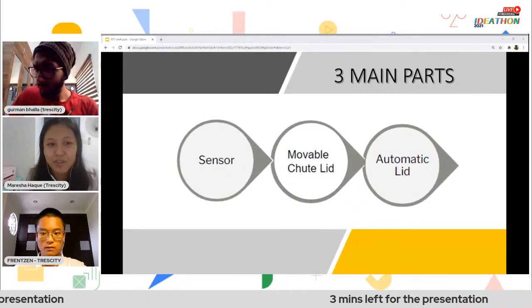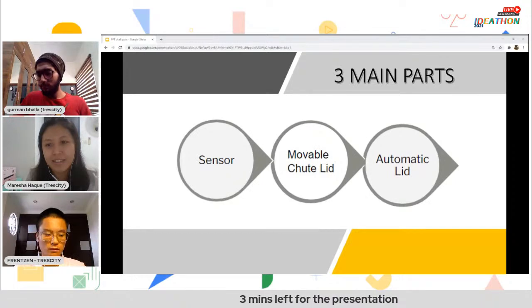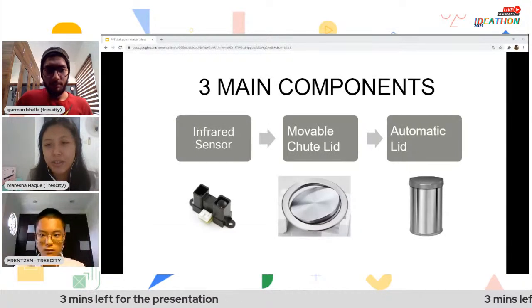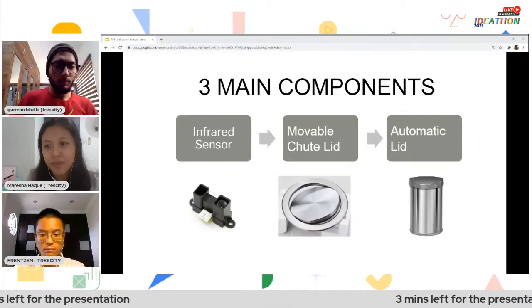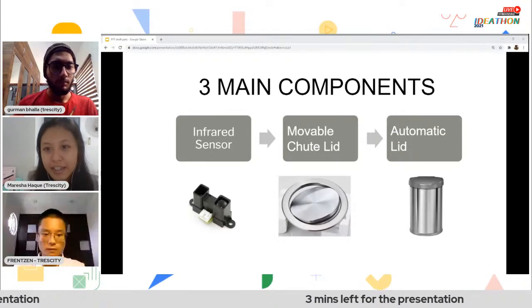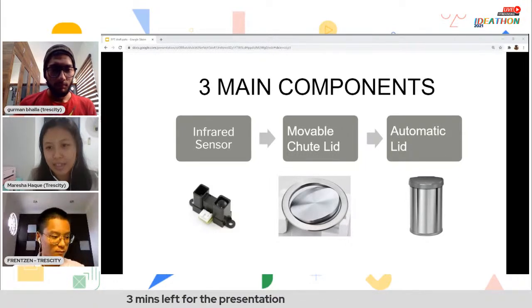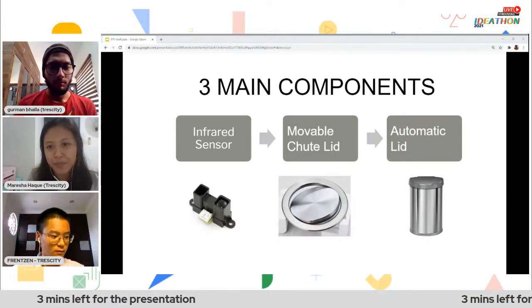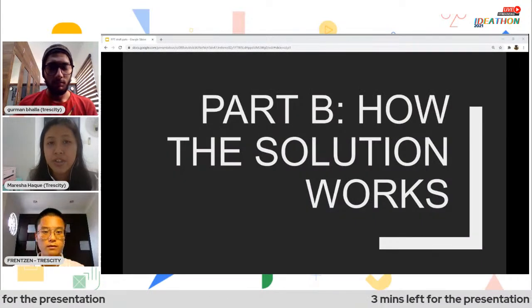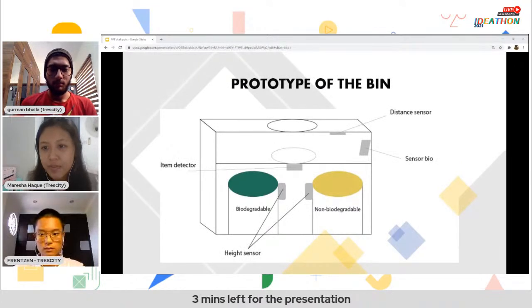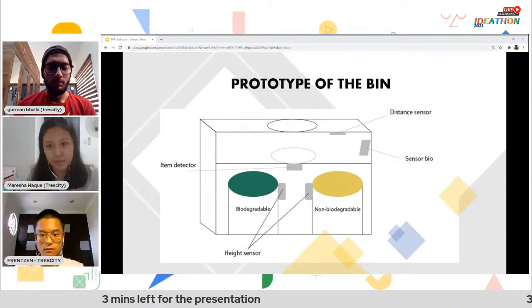Thank you, Gurman. So firstly, there are three parts: the sensor, the movable chute lid, and the automatic lid. So for the sensor, it is the infrared sensor, and these are what we found to place in the prototype along with the movable chute lid and the bin with an automatic lid. So now I'll explain how the solution works. As you can see, firstly, this is the prototype of the bin.